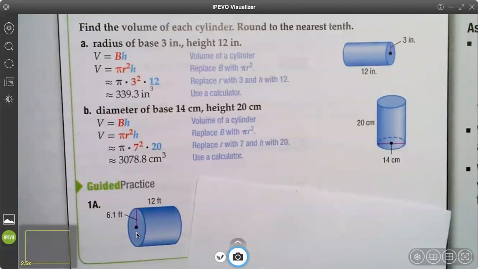Go ahead and try 1A right here. Find the volume of that cylinder. So it tells us the radius is 6.1 and it tells us the height or depth of the prism is 12. I'm going to plug them into the formula and I'll try to show more work than the book did.